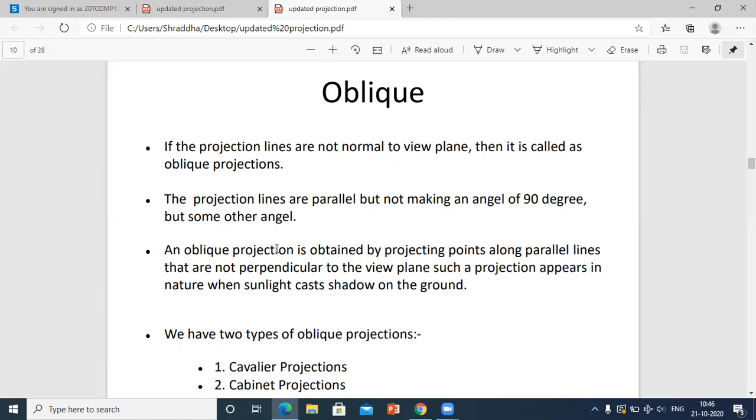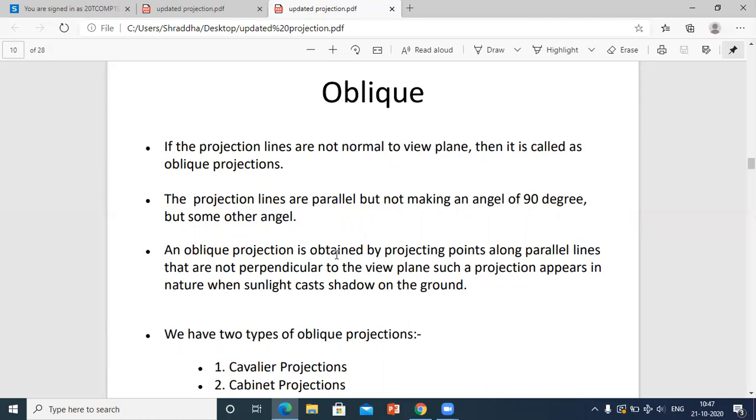An oblique projection is obtained by projecting the points along parallel lines that are not perpendicular to the view plane. Such a projection appears in nature when sunlight casts a shadow on the ground. Now this is a very good example. Early morning or in the daytime, you can see the sunlight falling on the ground. When the light hits the ground and reverts back, it is making a certain angle.